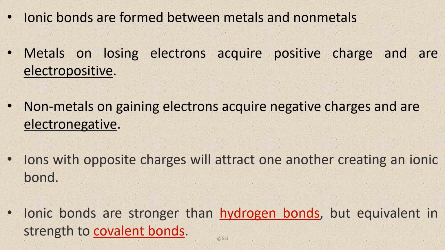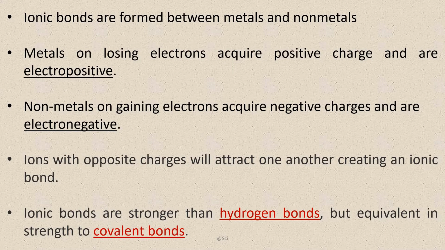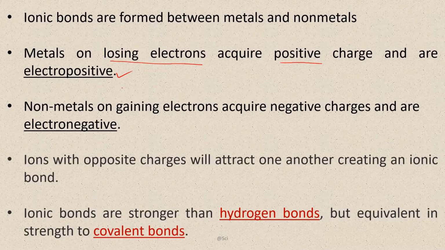Ionic bonds are formed between metals and non-metals usually. If you remember the covalent bond video, covalent bonds are formed between two non-metals or a non-metal and a metalloid. Here it is always between a metal and a non-metal. So metals always tend to lose electrons and acquire a positive charge, and hence they are known as electropositive. Non-metals have a tendency of gaining electrons.